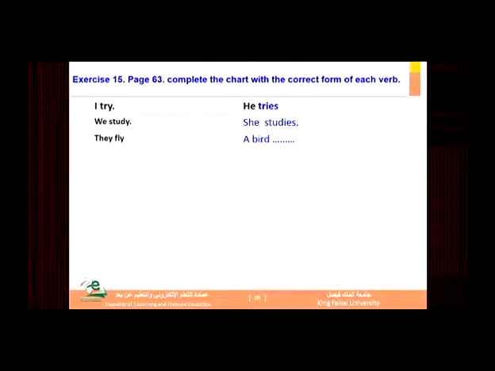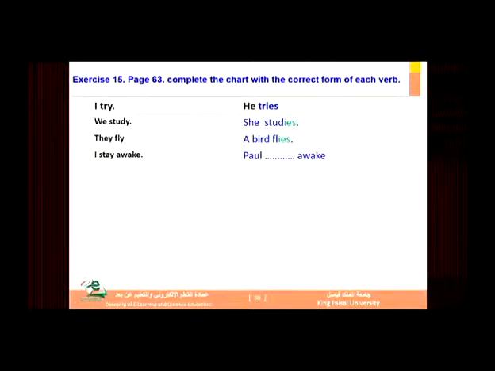Similarly, they fly. A bird, which is a third person singular, flies. Why did we change fly into flies? We have Y at the end of the verb preceded by an L, and this L is a consonant. So we have to change the Y into I and add ES. A bird flies.